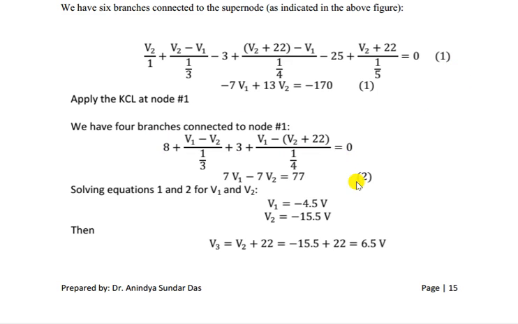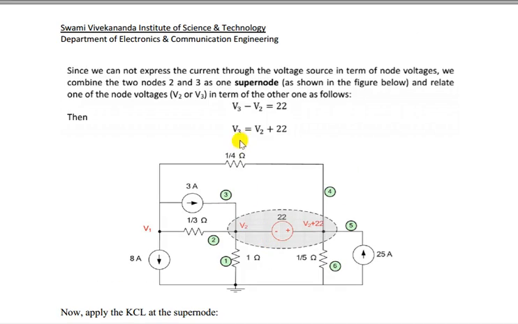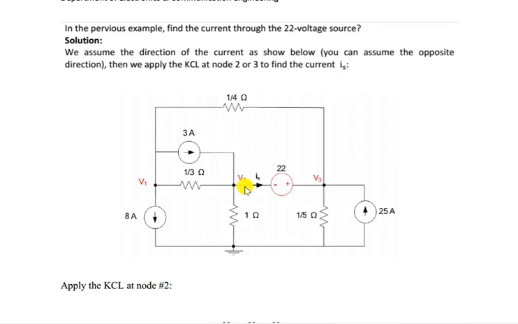So we got these equations in V1 and V2, we can solve them and we can find out V3 from this, that is with respect to V2. So we got these three values.